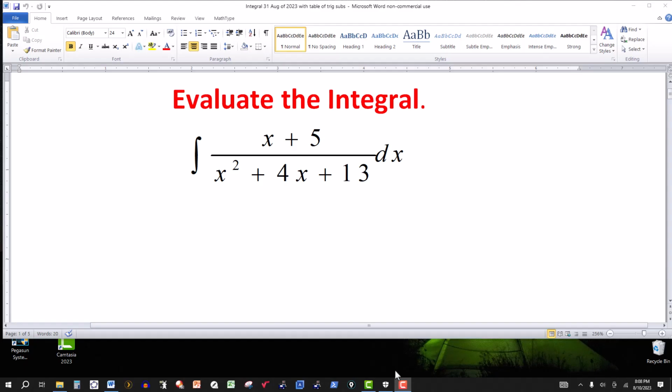We have the integral of x plus 5 over x squared plus 4x plus 13 to evaluate. We're going to give this a try. Go ahead and pause the video, and I'll be right back.